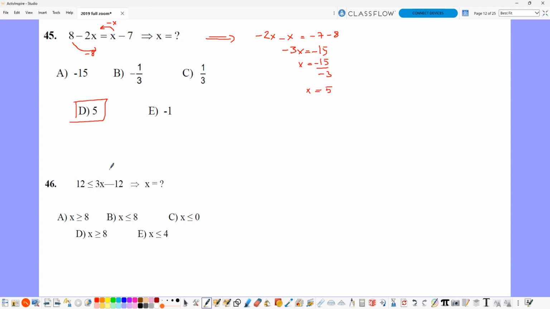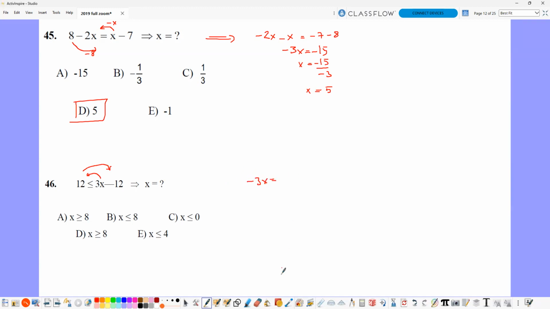This question has an inequality. The inequality and equation solution logic is the same unless you are dividing by a negative number. If you are dividing by a negative number, then you have to switch the sign here. I'm going to send 3x to this side and 12 to this side, which means that this is going to be equal to minus 3x.